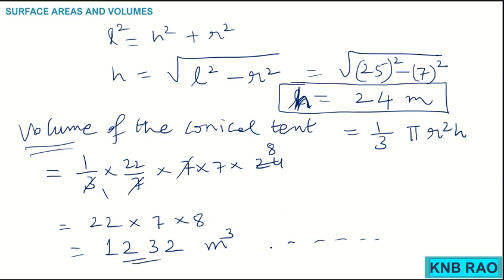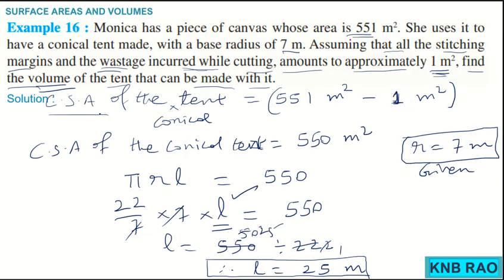Okay, very important here. The curved surface area of the conical tent is the available area of the canvas minus wastage. The wastage is 1 meter square, they already give. So with the available canvas only it is made after wasting. So that wastage is to be subtracted from the available area of the canvas to get the CSA of the tent, what it is actually used. Okay, now moving on to the next exercise.